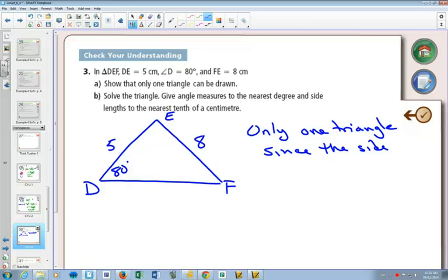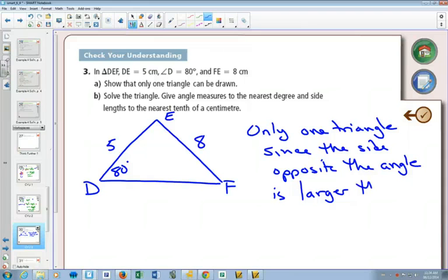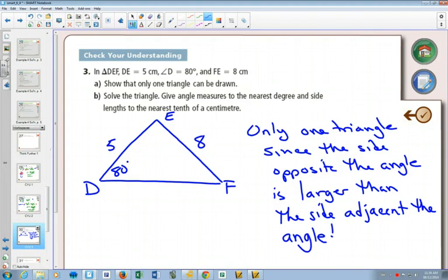Since the side opposite the angle is larger than the side adjacent the angle. Which is nice, because then we only have 1 triangle to solve. If that opposite side was a 4, then we would have 2 triangles to solve.